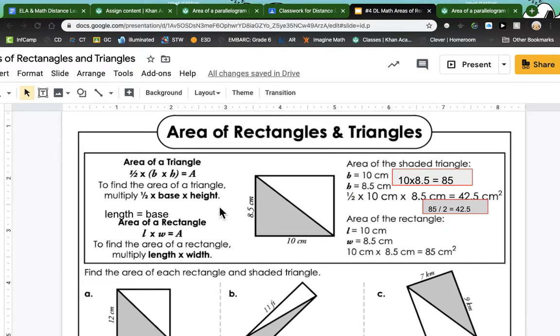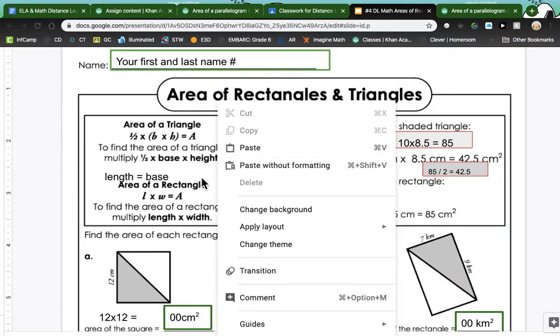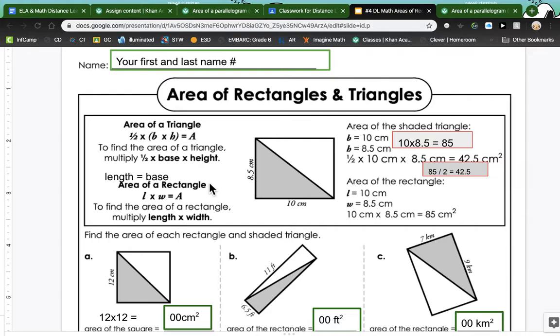Okay, so you're going to do the same kind of procedure as you did for the first worksheet that you did this week, which was extremely easy if you recall. That worksheet was all about just finding the area of a rectangle and irregular figures, but using the little squares.